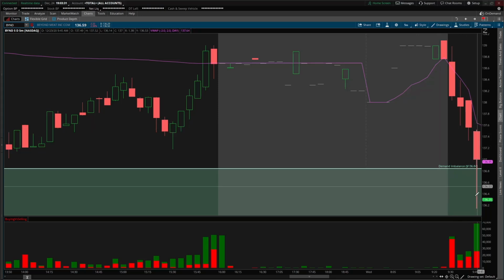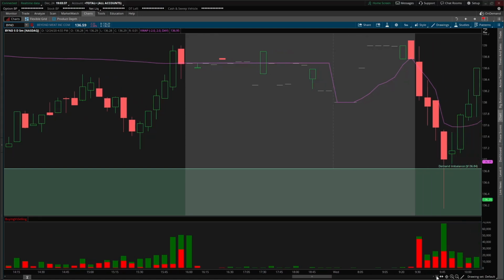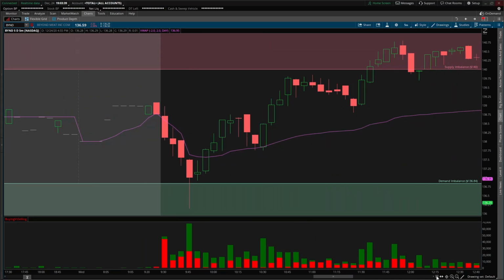We have a lower wick. We have heavy volume coming through, buying pressure coming through. A wick validates it. We come above. We're holding above the demand zone, and then this thing started ripping.